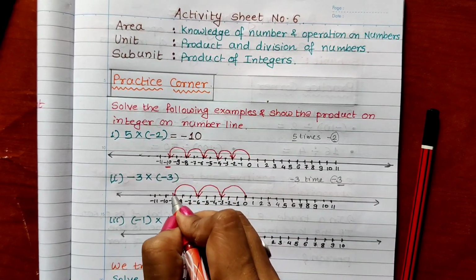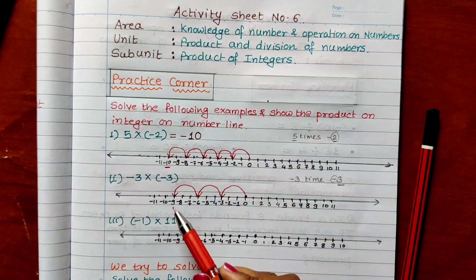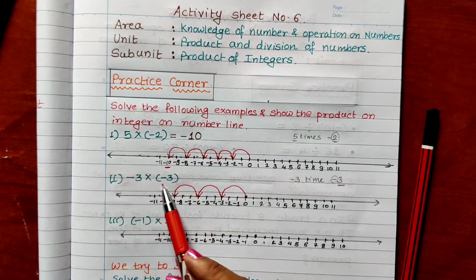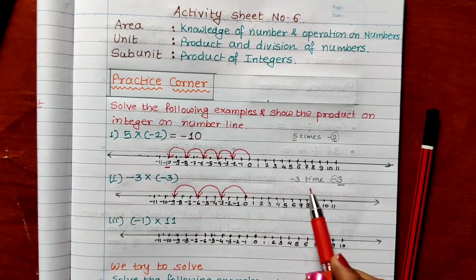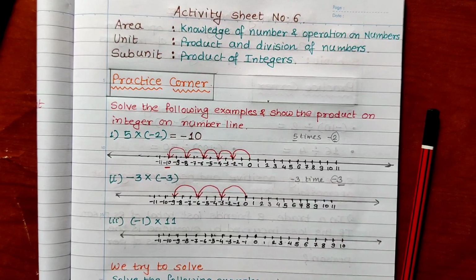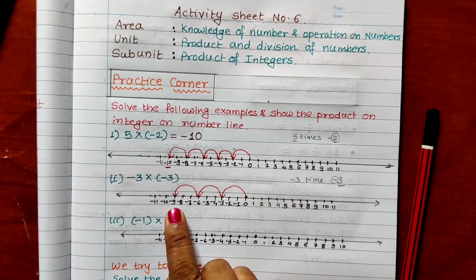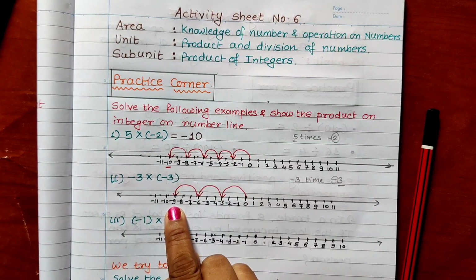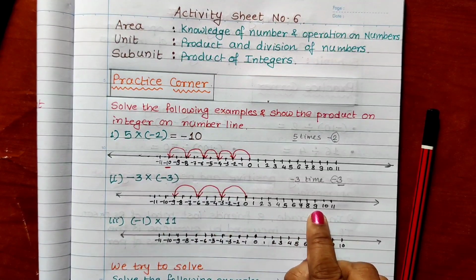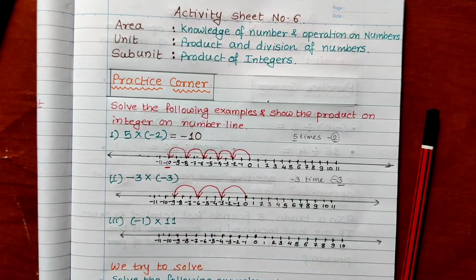So it will reach at minus 9. But shall we write minus 9 as the answer? No, because minus into minus is plus. Both are negative numbers. So we have to take one more jump which will reach at the opposite number of minus 9. Which is the opposite number of minus 9? Opposite number of minus 9 is plus 9. So we have to take one more jump which will reach at plus 9.